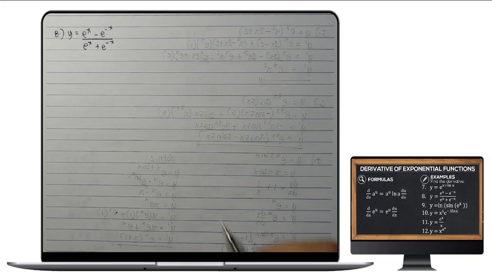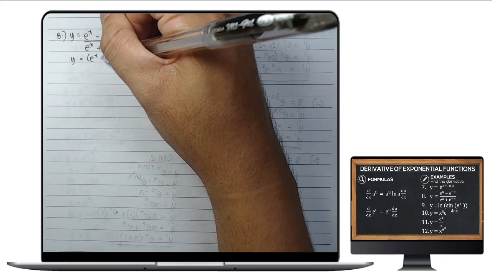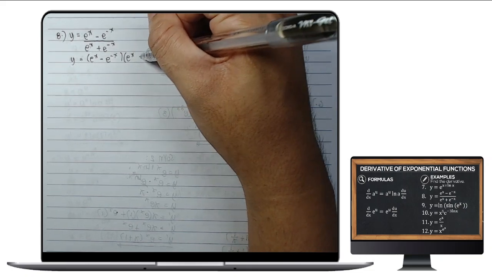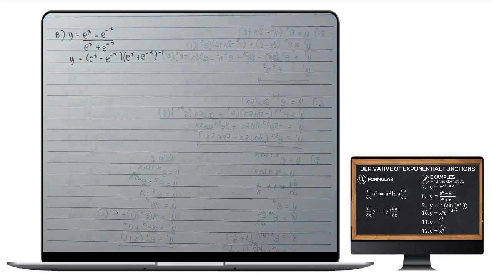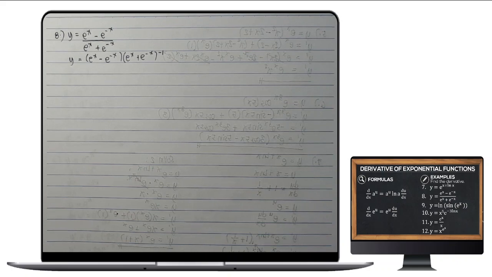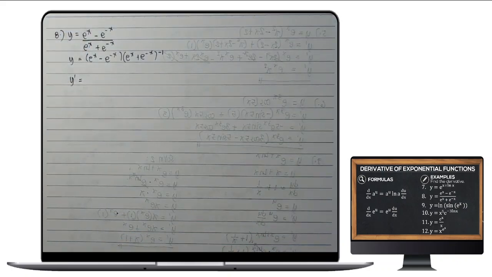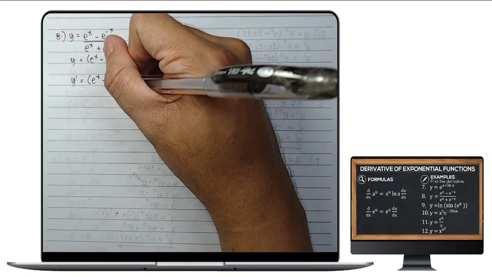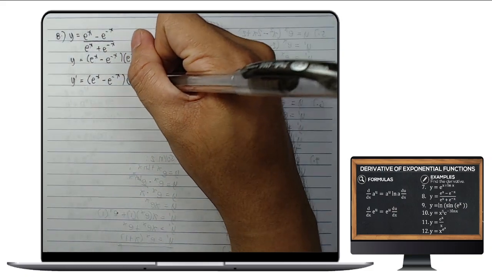Okay, so let's write it like this. e raised to x minus e raised to negative x multiplied by e raised to x plus e raised to negative x all raised to negative 1. So itaas lang natin. Then again, let's apply derivative of product. So y prime is equal to copy yung first factor, that is e raised to x minus e raised to negative x. Then take the derivative of this, so that is negative 1.